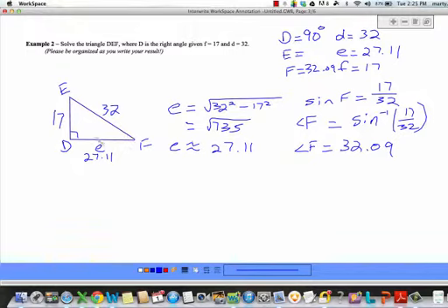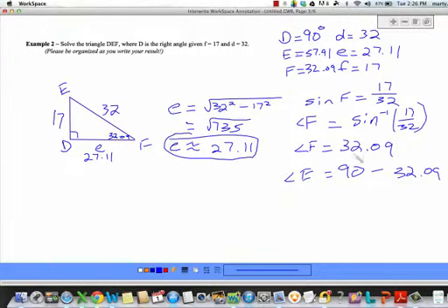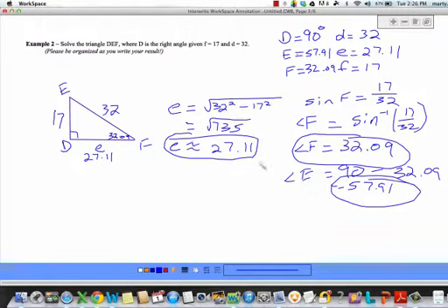E and F have to be complementary angles, so I'm at 32.09. So all I have to do to find E now is take 90 minus 32.09, and that's 57.91. Boom, we're done. Must show your work to find our little missing parts here. This guy, and then the last one was 57.91. Those were the three that were missing.